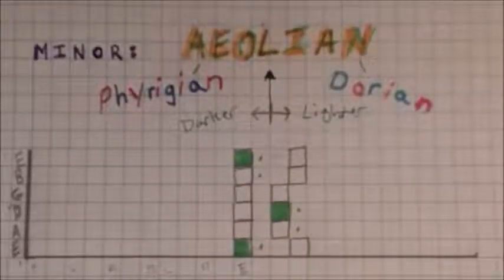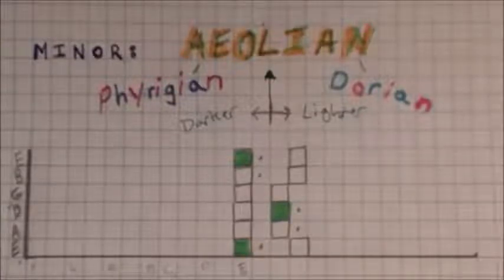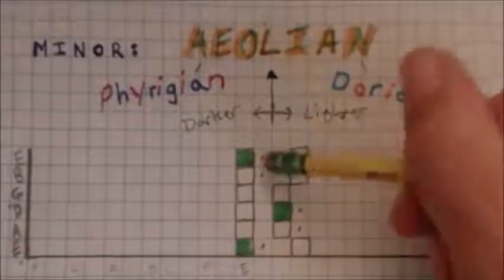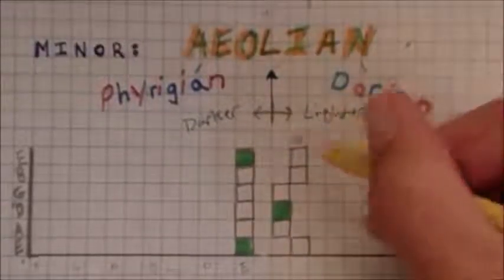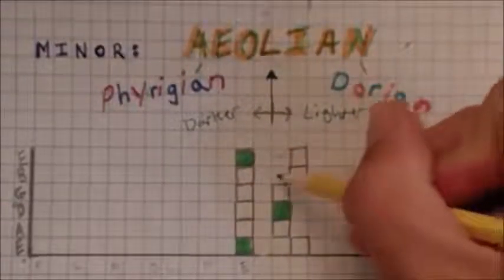So that's the name of the game there. Now let's create a Dorian scale. So I'm going to do a little magic erasing here. Okay, so let's get started with Dorian here.